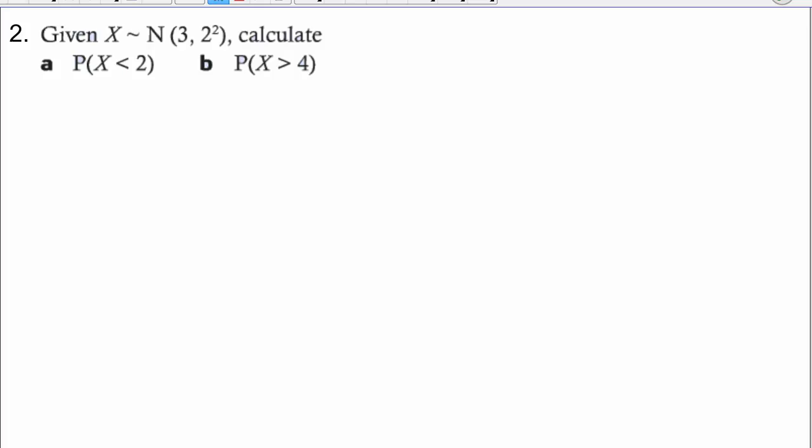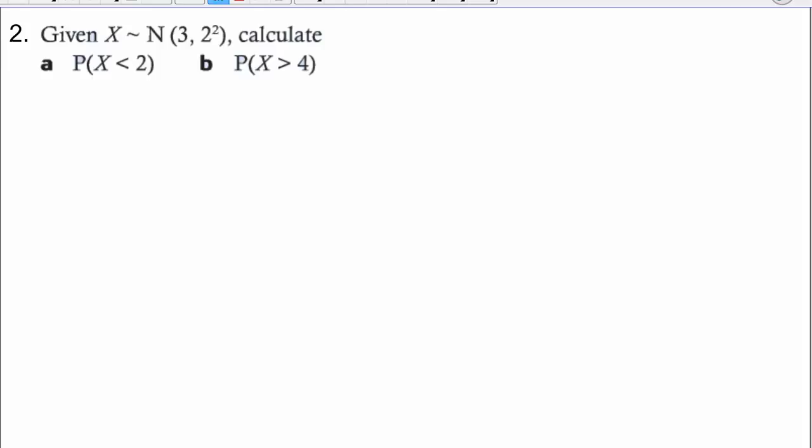Okay, here's another question. Given that x follows a normal distribution with parameters 3 and 2, calculate these probabilities. Because we are using technology here, remember, you have to put the lower bound and the upper bound to get the area under the curve. So you need to plug those limits into the calculator. What if you just have an open interval like this? Then you need to define those limits. Without those limits, you cannot get the probabilities.